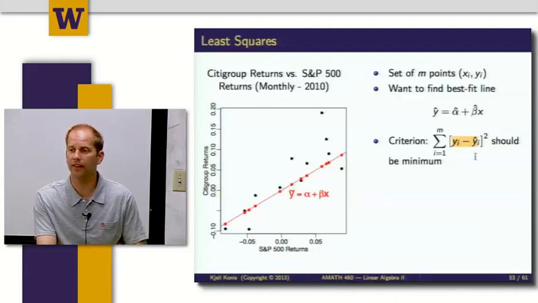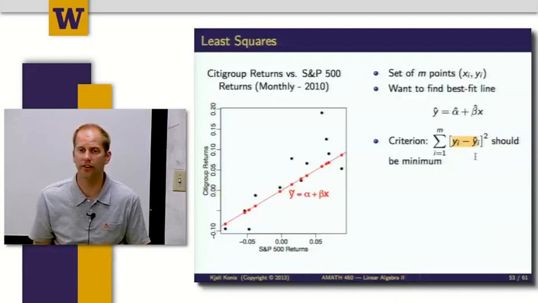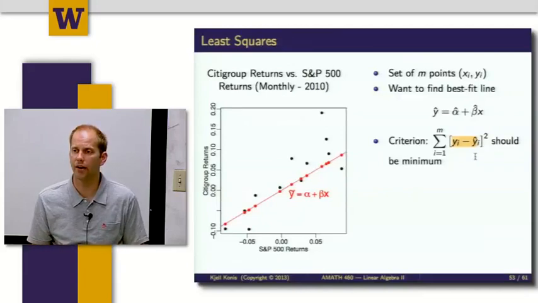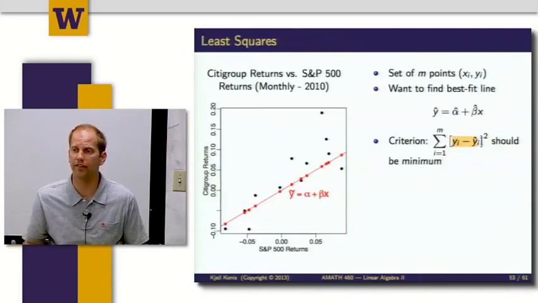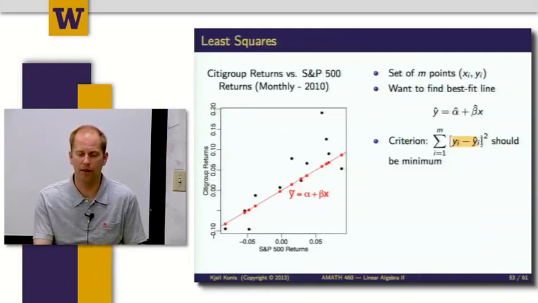And I'm going to take that difference, and because that could be positive or negative, I'm going to square that to get something only positive. And then I want to choose the line that's going to make that square small. So I'm going to sum up all of those deviations. That's going to give me some positive number. And I want to choose the line that's going to make that number as small as possible. So I want to minimize this sum of squares.